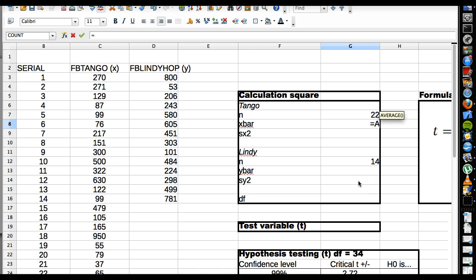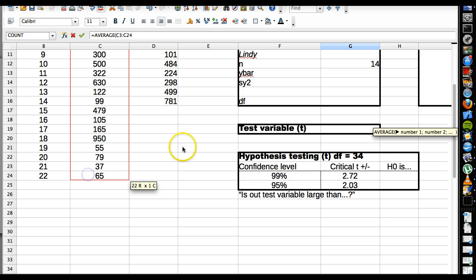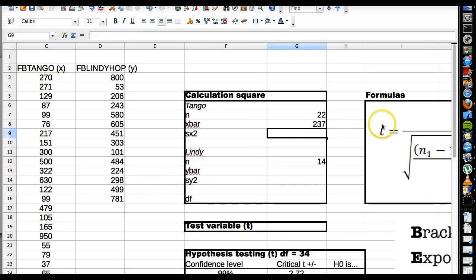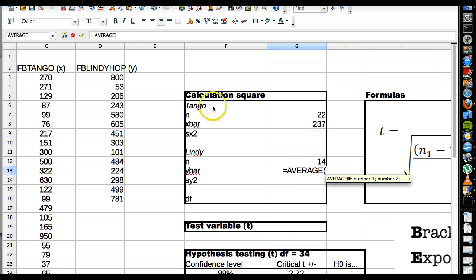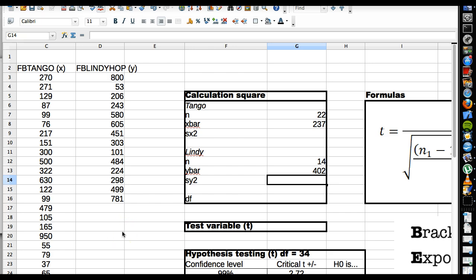Okay, so now the exciting part, our estimates. The average number of Facebook friends that Tango dancers have is 237. So on average, a Tango dancer has 237 friends on Facebook. In the case of Lindy Hoppers, we have 402 friends on Facebook. So that indicates that we actually have a difference here, right? It seems like the Lindy Hoppers are a lot more social on Facebook than the Tango dancers are. They have 402 Facebook friends on average, and the Tango dancers had 237.